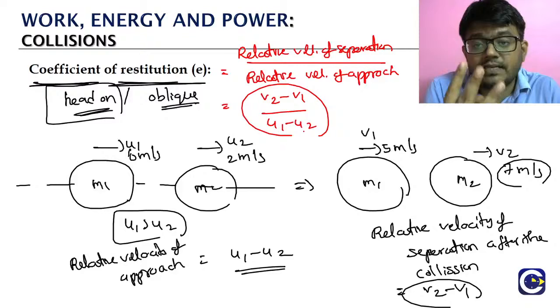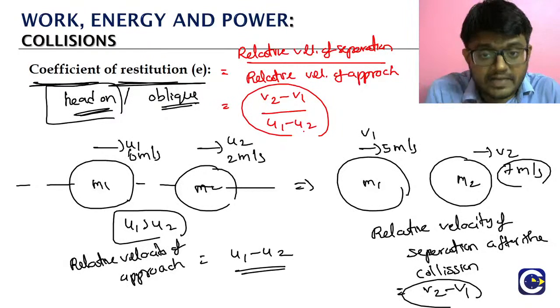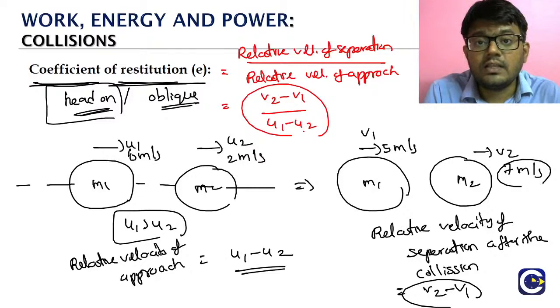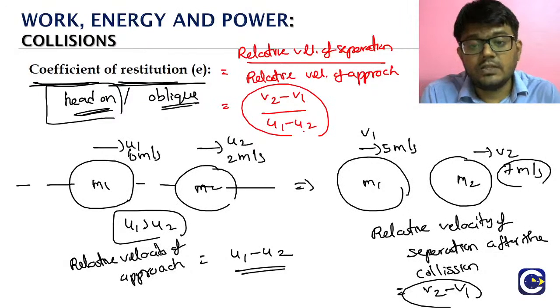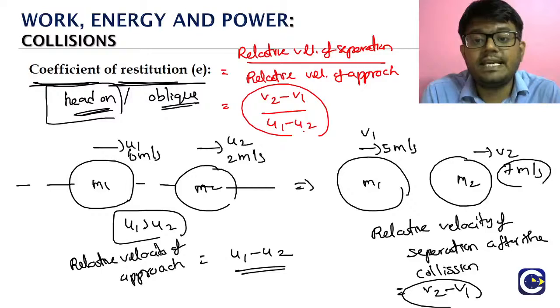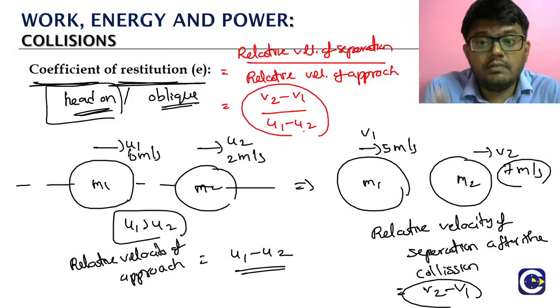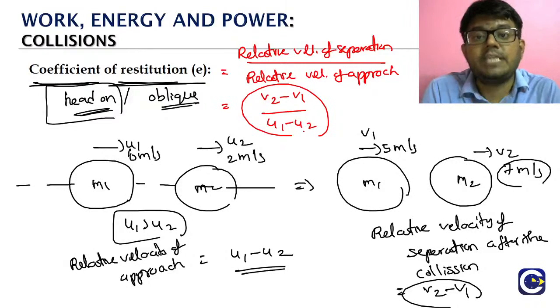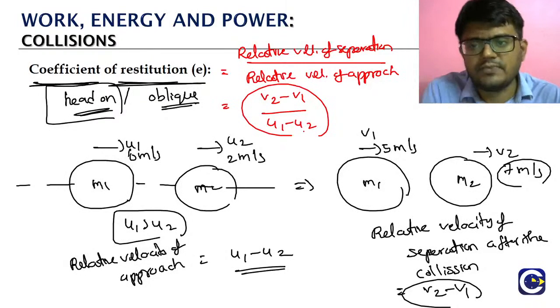Because in head-on we'll have three: head-on perfectly elastic, head-on inelastic, and head-on perfectly inelastic. So when we discuss these three types of collision in head-on, we will see that the coefficient of restitution value will be changing. How it changes we will be able to understand.